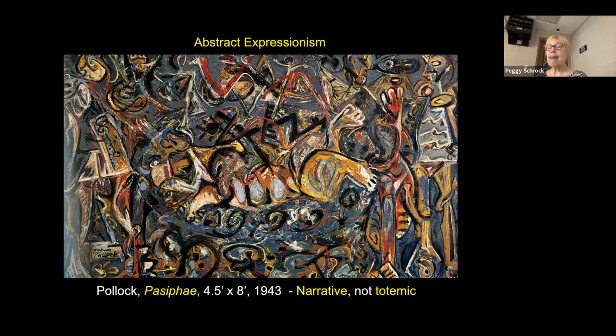And Pasiphae. Now, by 1943, we're seeing even more. This is real surrealist influence now. Surrealists are loud and proud in New York in 1943, and you're absolutely seeing it here in this work. Pasiphae is from Greek myth. Of course, the surrealists are coming with their Freudian symbolism. He's coming with his Jungian.